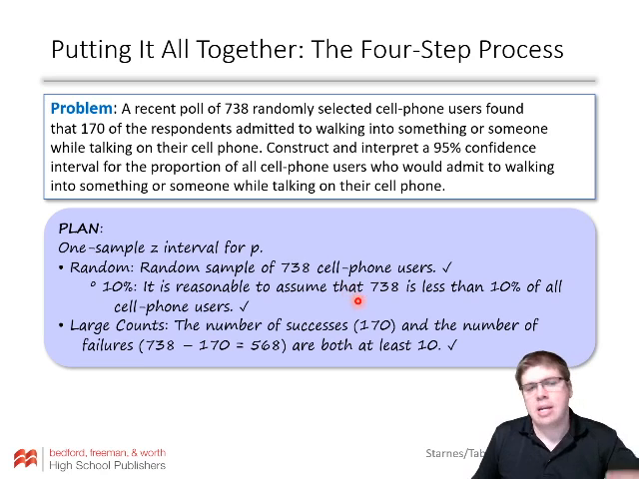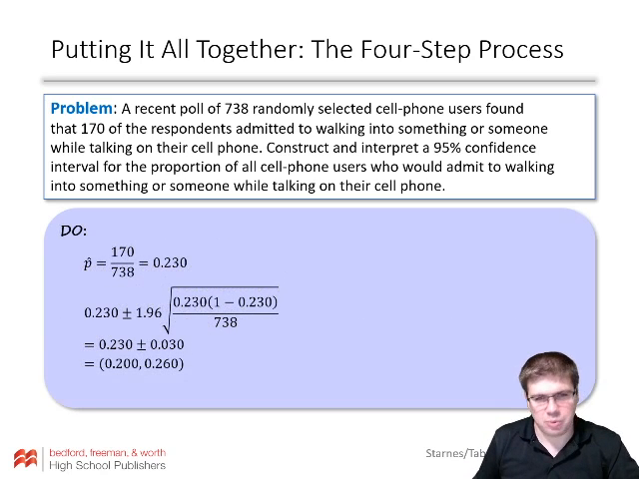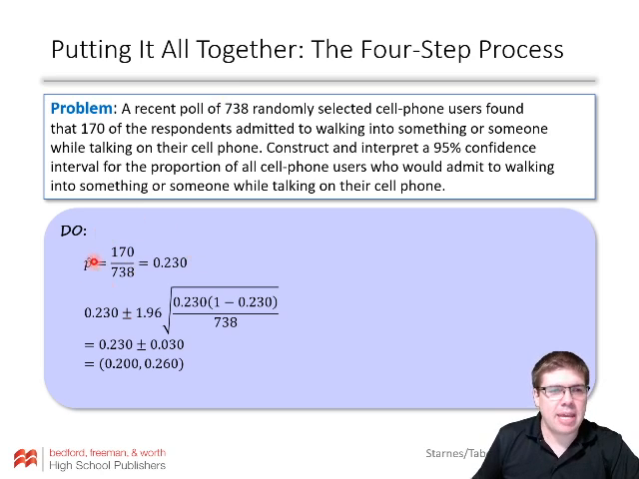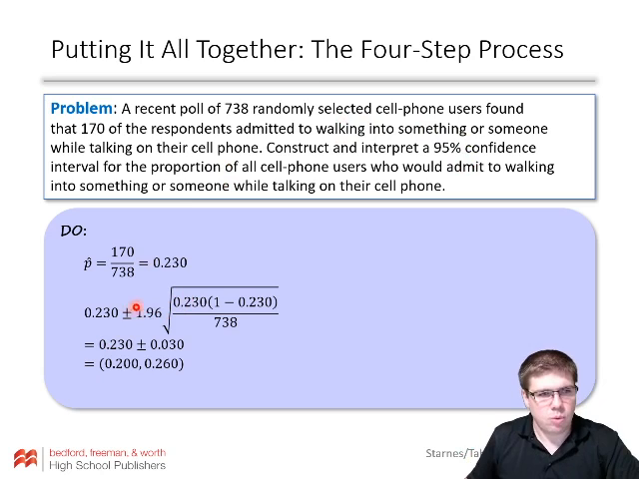So we've done our state, we've done our plan, then we need to do. These answers to these problems get real long, but the good news is there's fewer of them now. So we're actually going to calculate. We're going to get our point estimate. P hat, 170 out of 738, is 23%. So that's our p hat. Then we go plus and minus a margin, a z-score. Ultimately, the whole thing is a margin of error. z-star is 1.96 for a 95% confidence interval. You could do the inverse norm of 0.025, the bottom 2.5%, to figure out the 1.96.